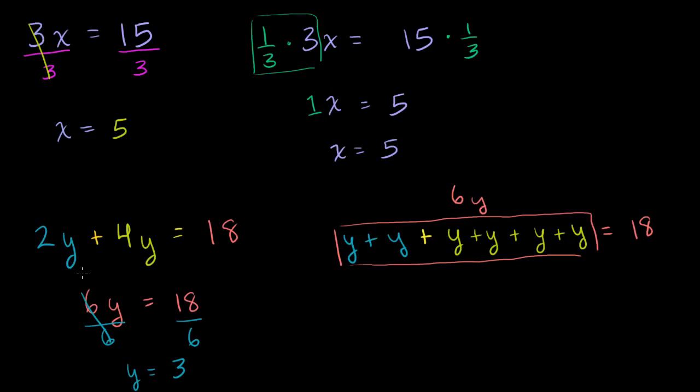That's what's cool about an equation. You can always check to see if you got the right answer. Let's see if that works. 2 times 3 plus 4 times 3 is equal to what? 2 times 3, this right here, is 6. And then 4 times 3 is 12. 6 plus 12 is indeed equal to 18. So it works out.